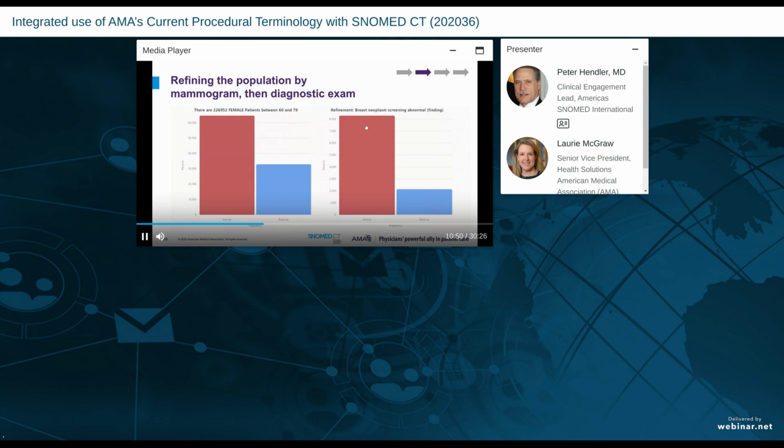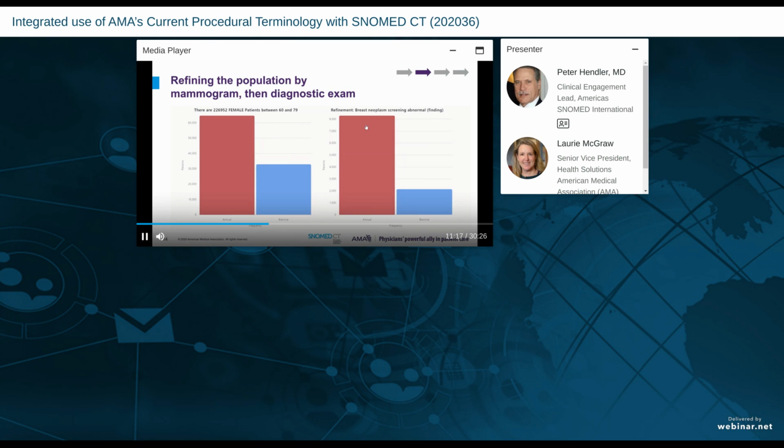Now we're going to add more refinements. In this case, we want to track the progression of those patients in the first screen. So if they had a positive screening, they would get a unilateral diagnostic mammogram. Searching for that SNOMED term, we further can refine the population. Now you see the number of women in this population who had an annual diagnostic mammogram on the right side.